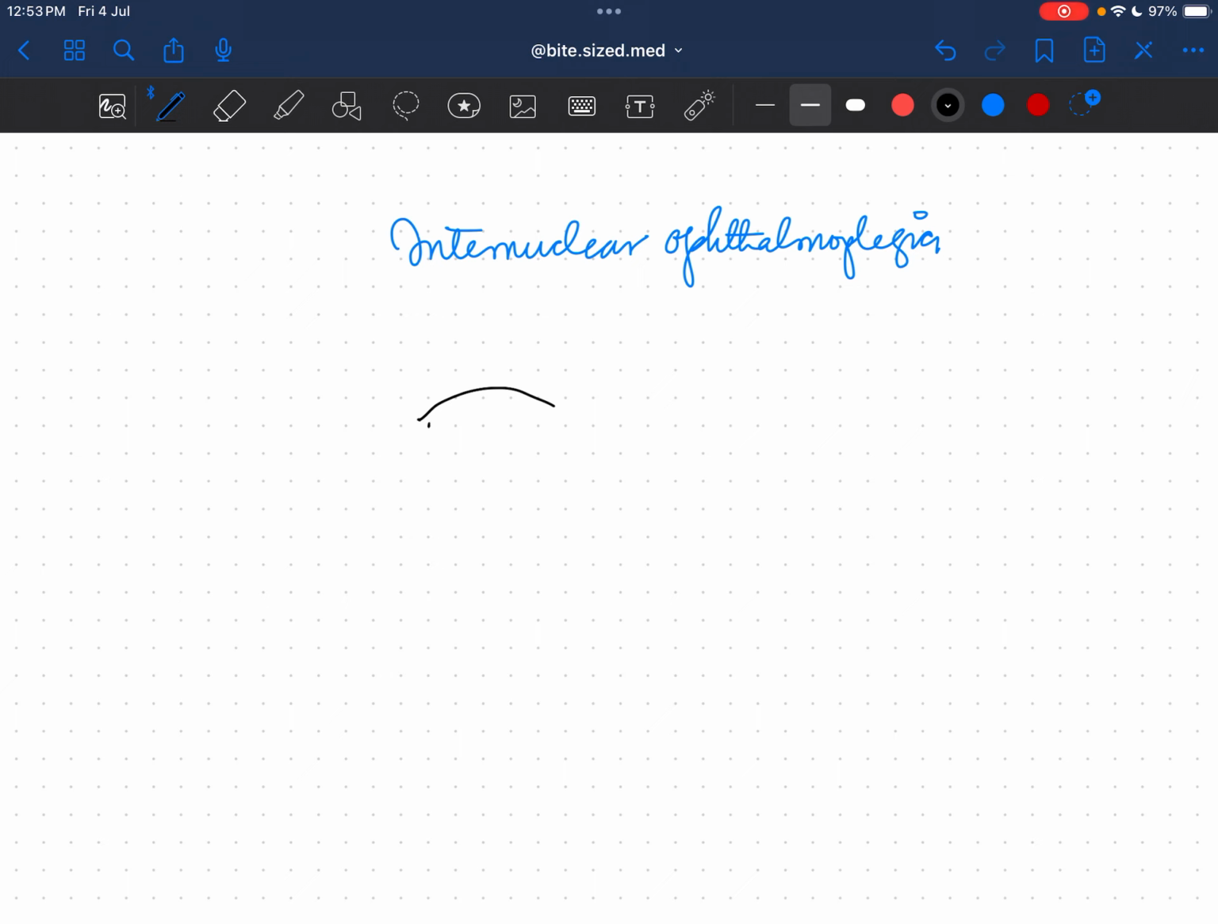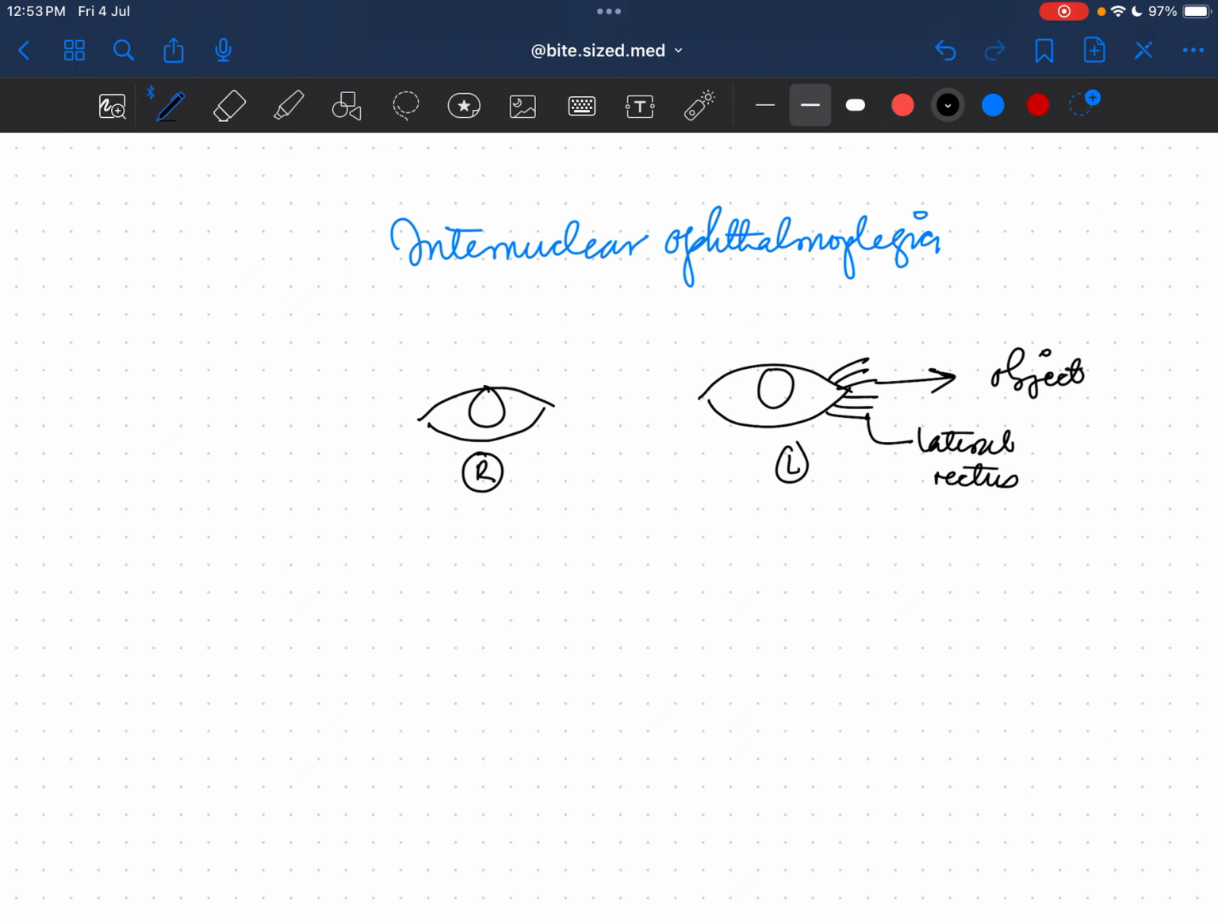But before we do that, imagine this is your right eye and this is your left eye. Now imagine you want to look at the left side because there's an object on the left side. For you to look to the left, the lateral rectus muscle on the left side needs to contract, but your right medial rectus muscle should also contract so that you can look on the left side, right?